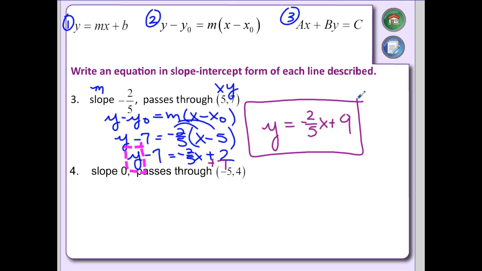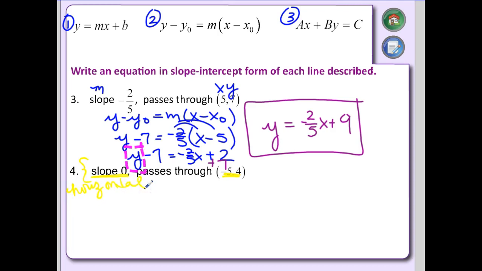All right, let's look at number 4. Let's notice a couple things when I look at number 4. Well, the first thing I'm going to notice is they tell me that the slope is 0. That may mean something to somebody already. And then we've got it passing through a point. So we're back at door number 2 again. Now, question, what kind of line has a slope of 0? Right, a horizontal line. I'd keep that in mind as we go.